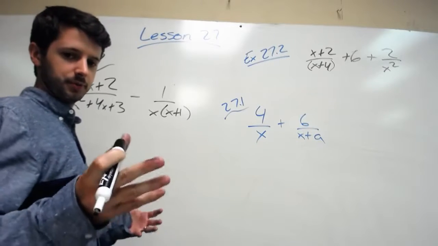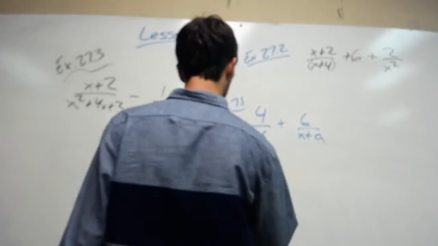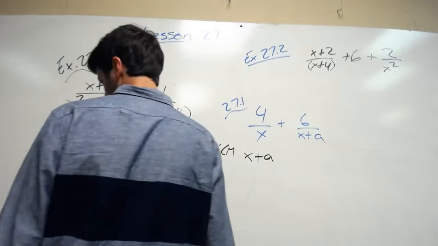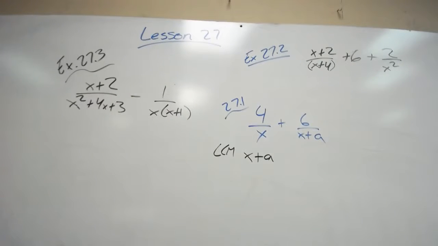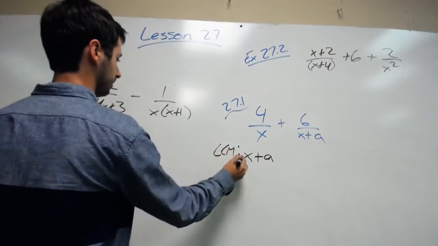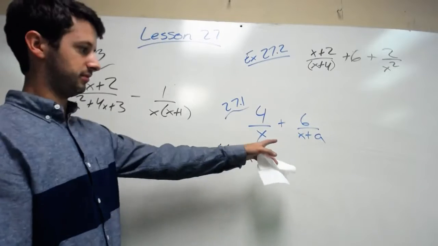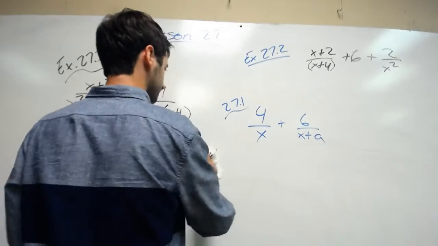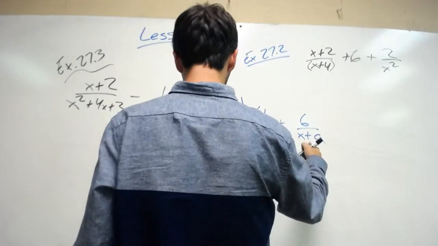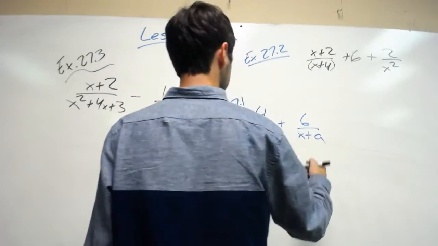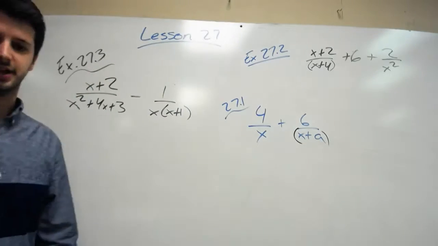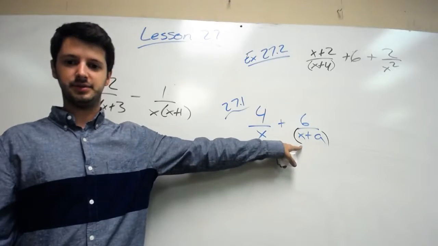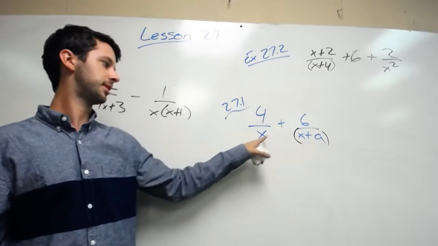Now, the most common mistake I see is that people will put x plus a as their least common multiple in these situations. And that is not true. That is not your least common multiple here. These x's, they're not the same. They don't combine. If there's a sum, meaning an addition, inside the denominator, you have to treat it like it's its own identity. So it is separate from this x.